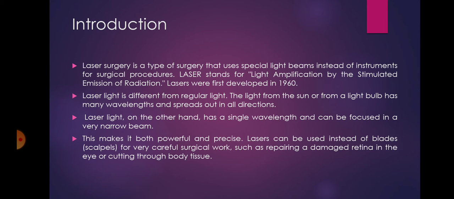Laser light is not like regular light from the sun or a light bulb. Regular light has many wavelengths and spreads out in all directions. But laser light has one single wavelength and is focused into a narrow beam. It is a powerful and precise light.